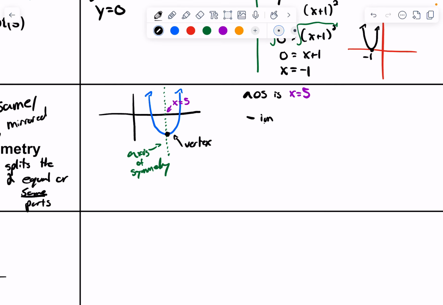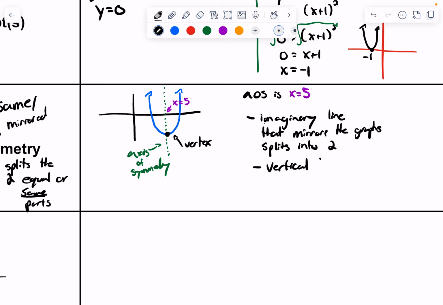It is an imaginary line. It's not actually a line on the graph. It's an imaginary, I can't spell, sorry, line that mirrors the graph, splits it in two. It is a vertical line. So up and down, all right? And it passes through the vertex. So those three things, okay?